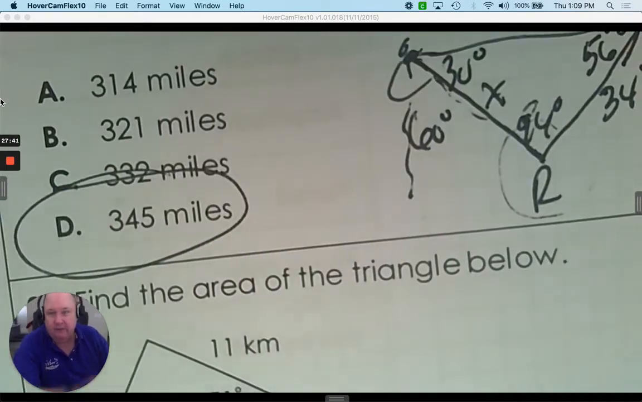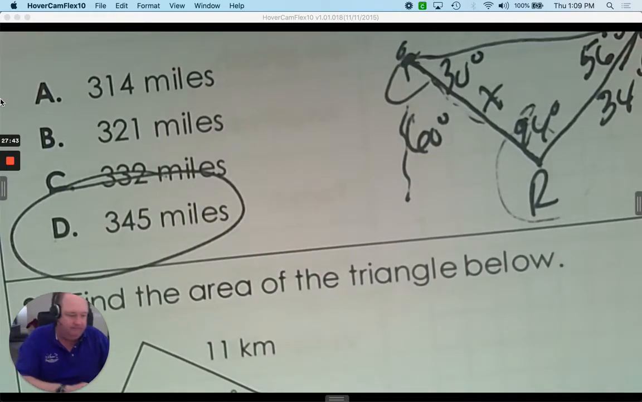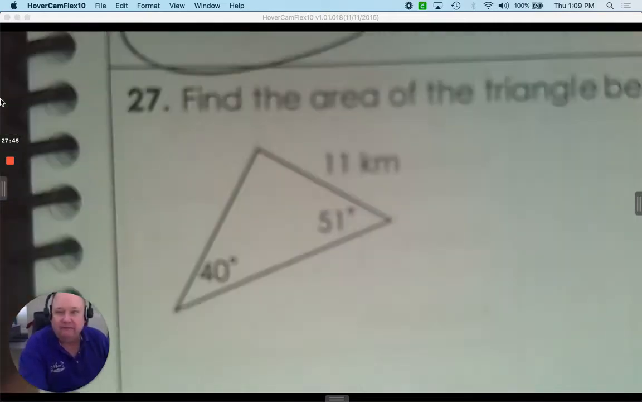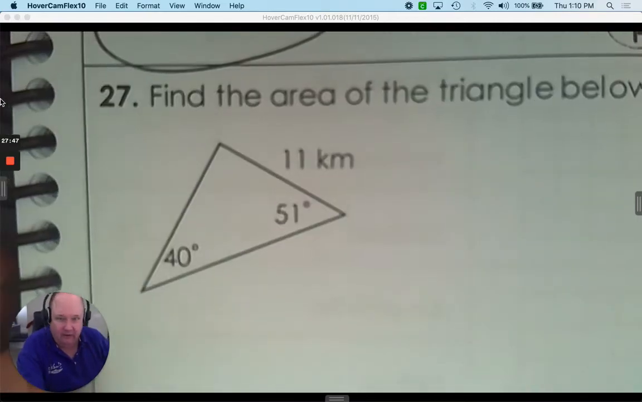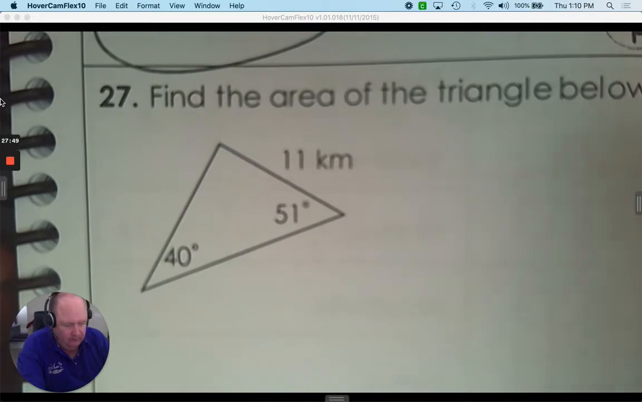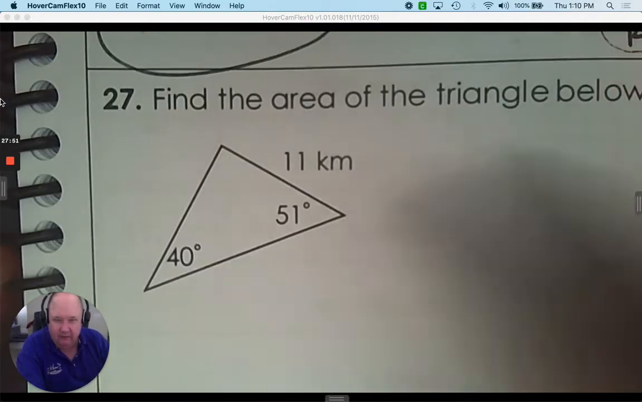So that rounds to that, and you get your answer. Number 27. Find the area of this triangle. So how do you find the area of a triangle in this?